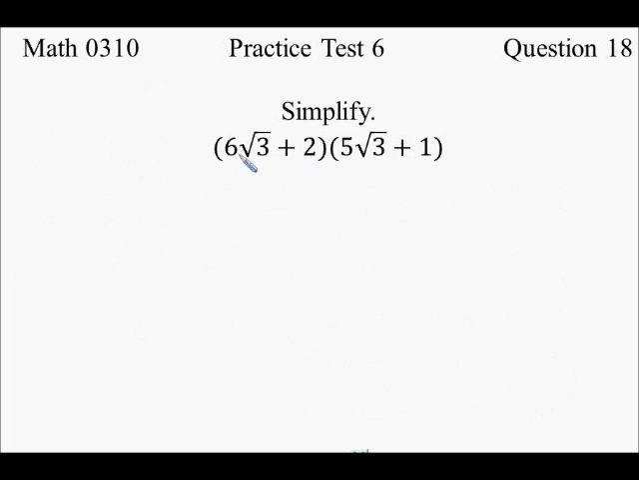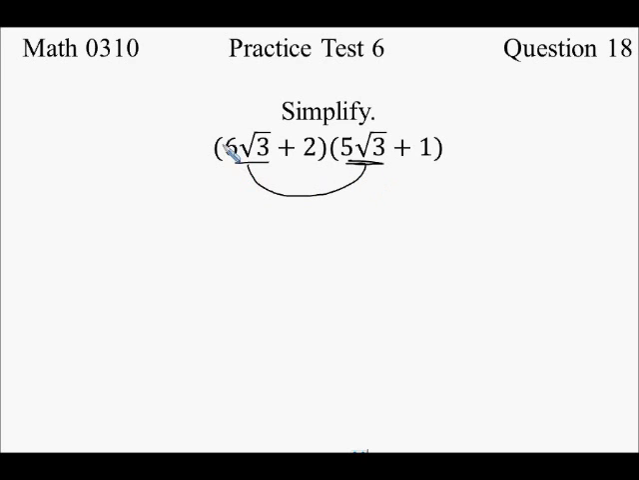Question 18, simplify. So we have the quantity 6 square root 3 plus 2 times the quantity 5 square root 3 plus 1. So you can see this is going to just be a distributing problem or a foiling problem here. So let's distribute the 6 square root 3. 6 square root 3 times this first term over here.